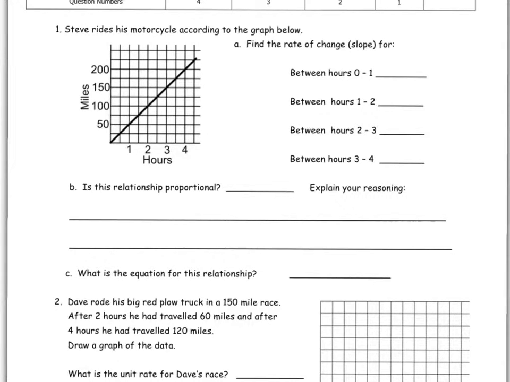So pay attention. Right here, what this question was asking is find the rate of change between hours 0 and 1. So we go to 0 and we go to 1. So we have to go up and over. Remember, the rate of change is the slope, which is rise over run. So we had to go up 50 and over 1. So between 0 and 1, it was 50 miles per hour. Many of you forgot that label.